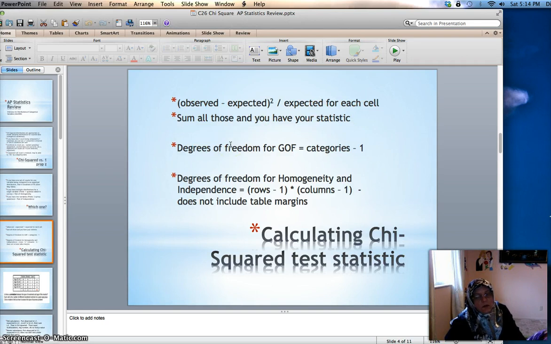There are degrees of freedom for chi-squared because the exact shape of chi-squared depends on the sample size. The degrees of freedom for a goodness of fit test are calculated by taking the number of categories minus 1. Be very careful not to do sample size minus 1 here. It's not the number of M&Ms in the bag minus 1, it's the number of colors of M&Ms minus 1. Degrees of freedom for homogeneity and independence tests, since that's a two-way table, is the number of rows minus 1 times the number of columns minus 1. And when you're calculating those, you don't include the table margins in those numbers.